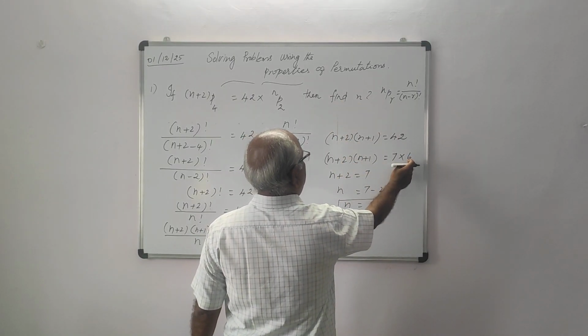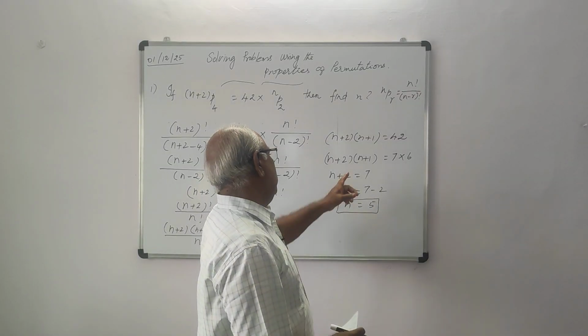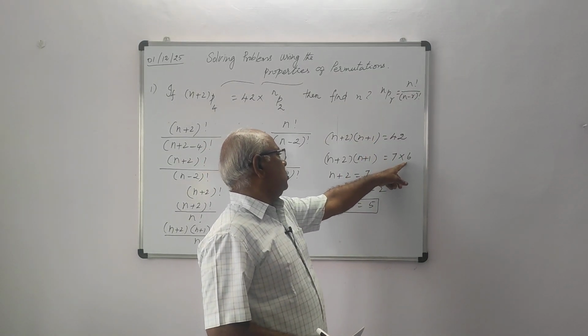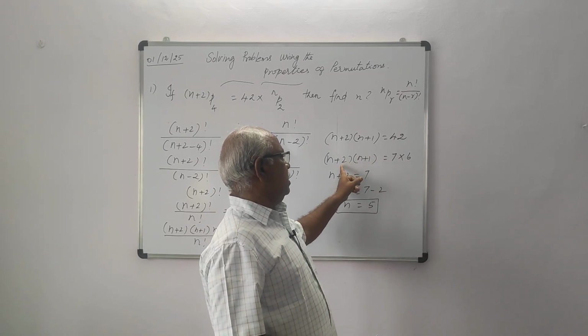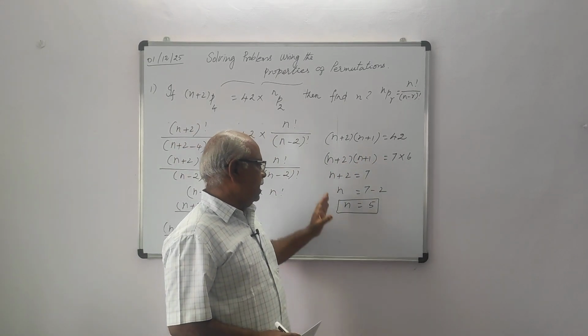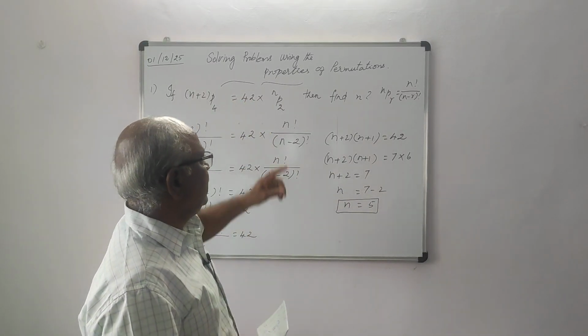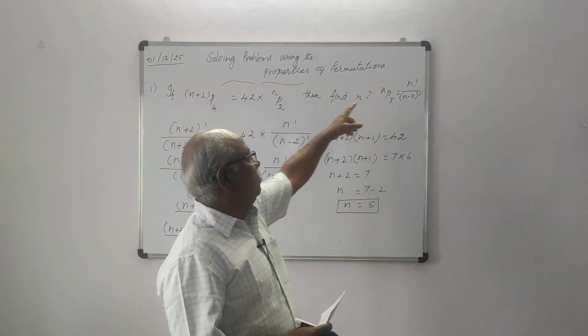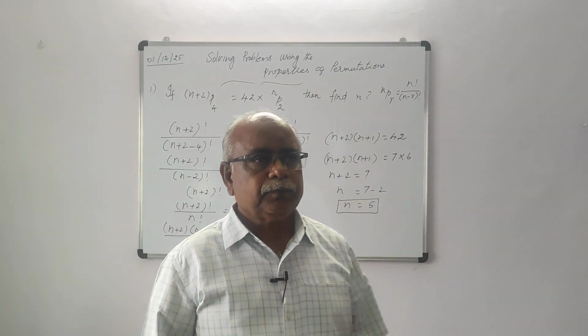Similarly, n plus 1 equal to 6. You can equate n equal to 6 minus 1, which is also 5. So if you equate n plus 1 equal to 6, you will also get n equal to 5. So any one of the terms you can equate. n plus 2 is the first term; equate it to 7, you will get n equal to 5. So this is the procedure of solving for n using the idea of nPr. That's all about the problem. Okay?